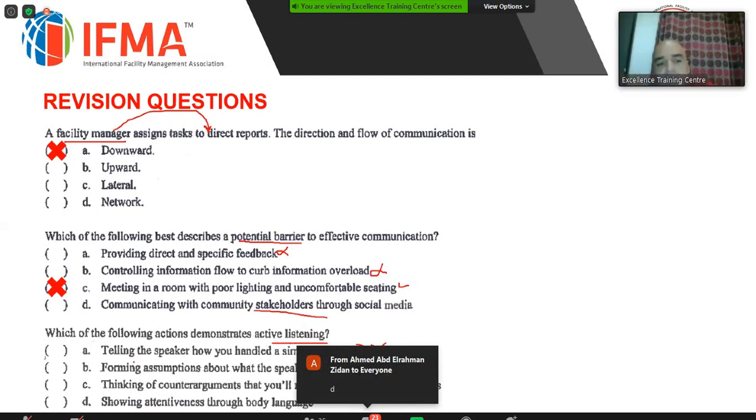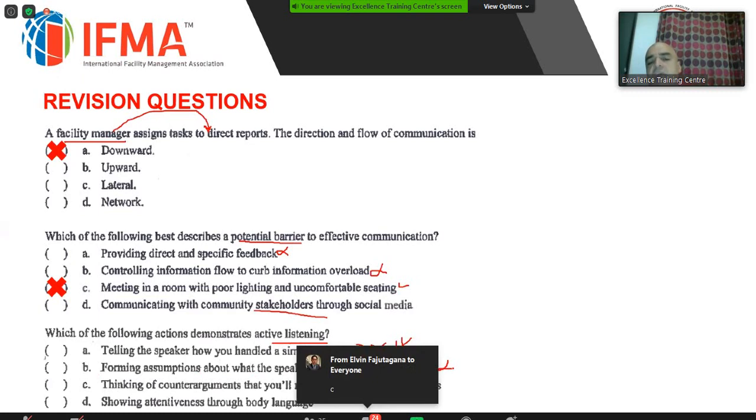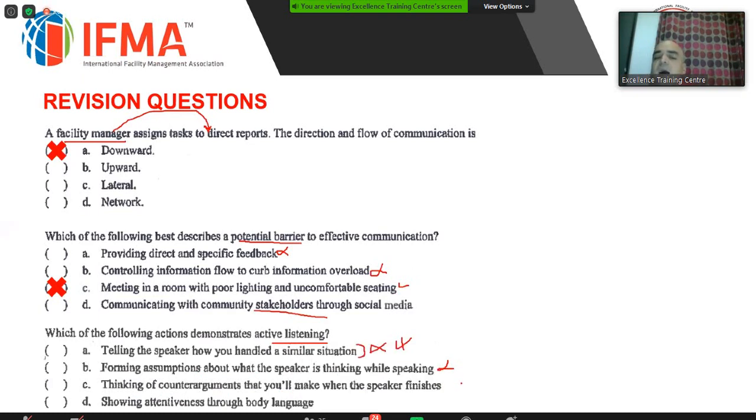Okay, the other options. Forming assumptions. Sometimes we mark the question as half correct. Let's say yes, no, or maybe. Let's put this as a maybe. Forming assumptions about what the speaker is thinking while speaking. This is a clear no. This is a very bad way of communicating. Thinking of counter arguments that you will make when the speaker finishes. This is, again, you are not listening. You are forming arguments. This is wrong.